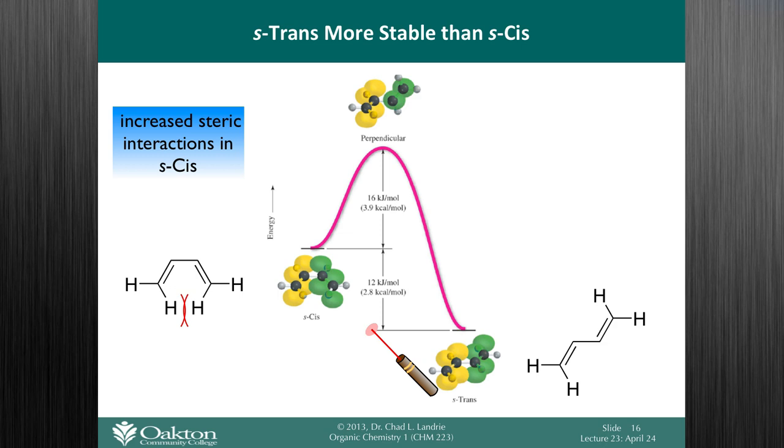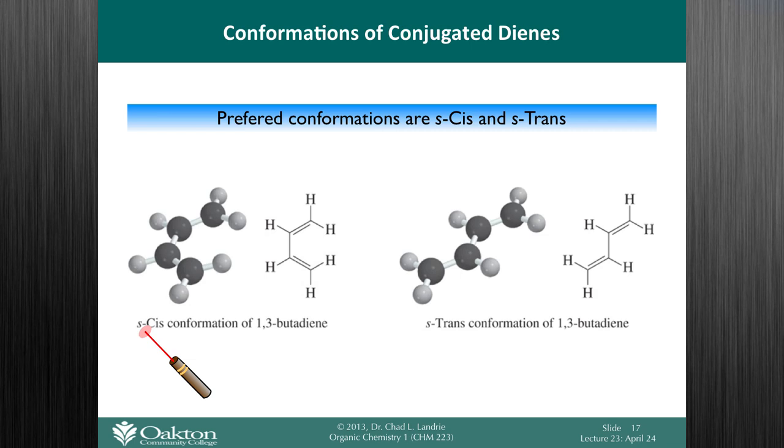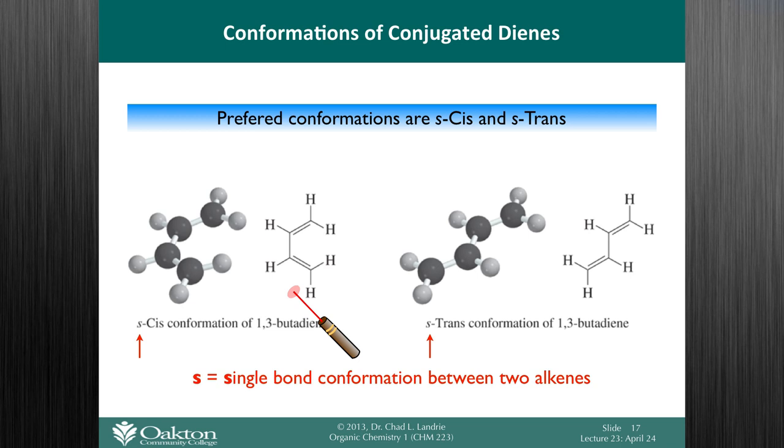In terms of terminology, the s represents the single bond in between the two pi systems. So if I draw a dotted line through this single bond, I can see that both CH2 groups in s-cis are on the same side. They're cis. If I draw a dotted line through the single bond here, the CH2 groups in this conformation are both trans and gives me s-trans.